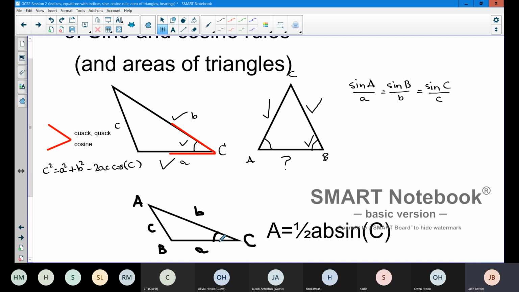Then when we know the angle in between and two adjacent sides, we find the area of a triangle using this formula. So make sure that you've got your calculator handy, and we're just going to do a few examples with the sine and the cosine rule. But remember that mnemonic is something that I used to remember.